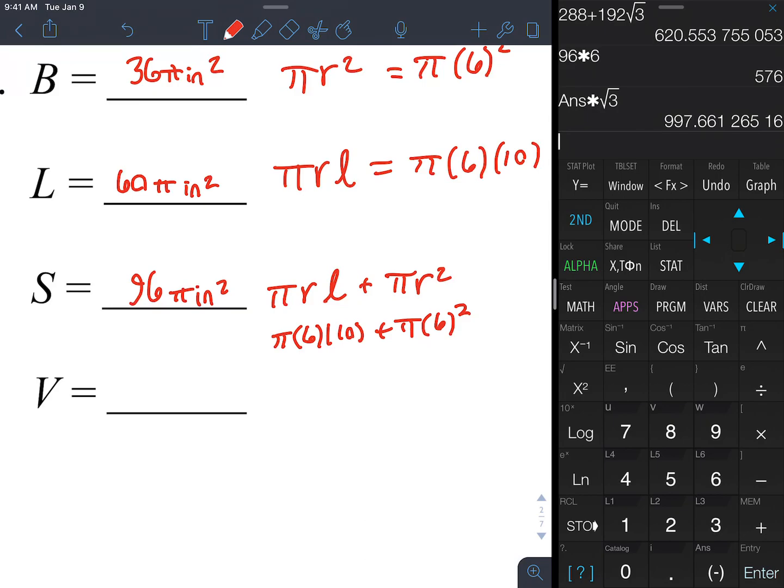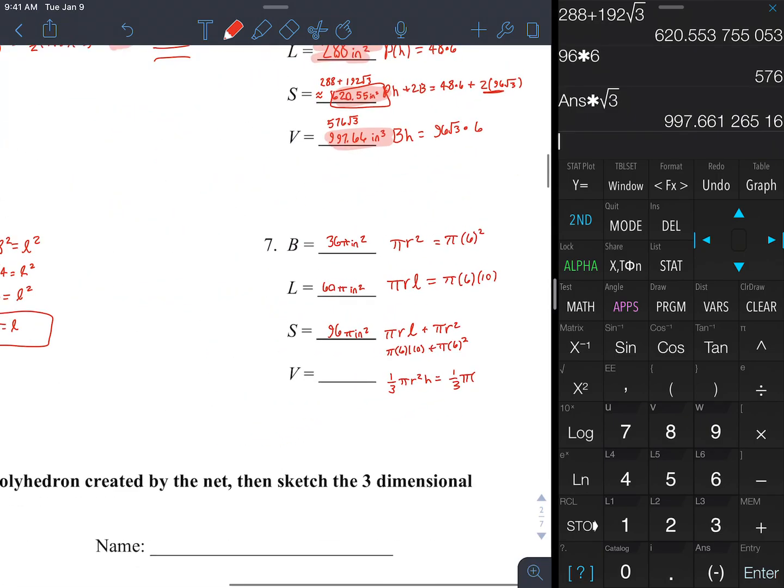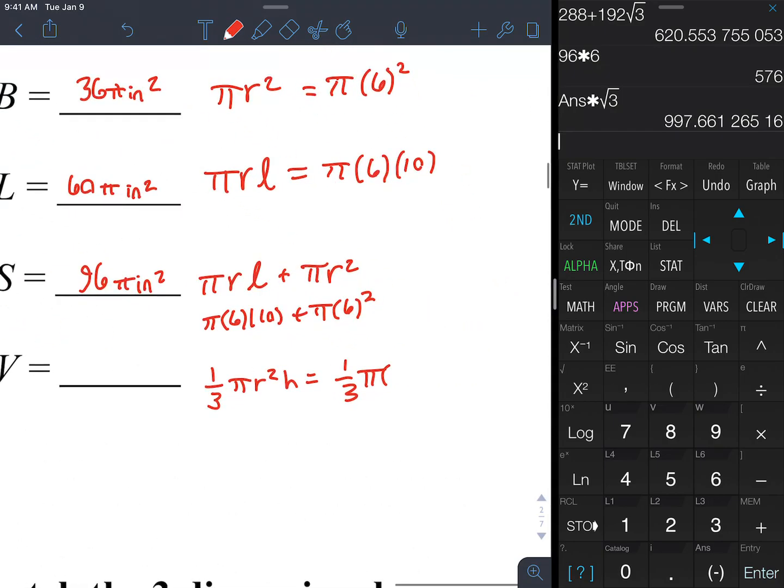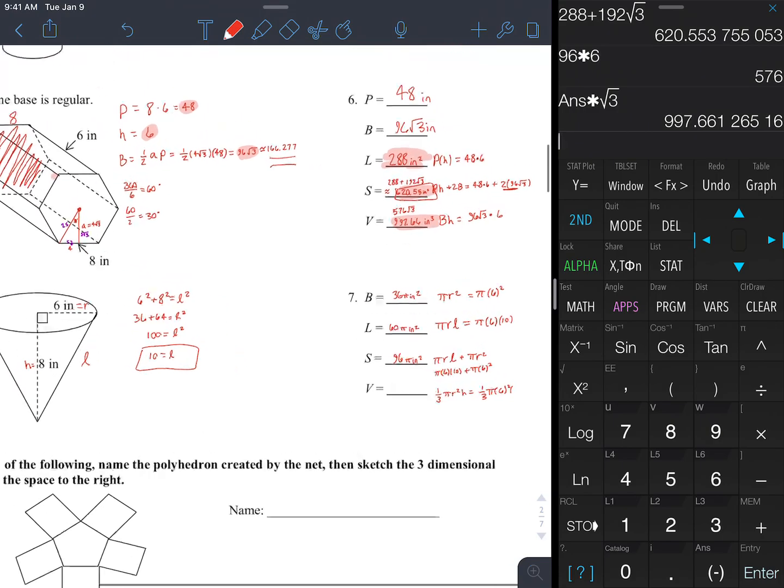All right, and then finally you have the volume, and that is going to be kind of like the pyramid version. It's 1/3 out in front, and then pi r squared, and then times your height. So that's 1/3 pi. Your radius, what was that again? 6. So 6 squared. The height, we hadn't used the height yet. The height was 8.